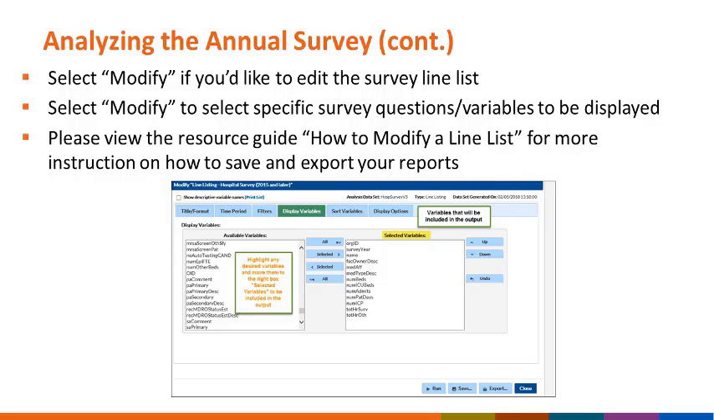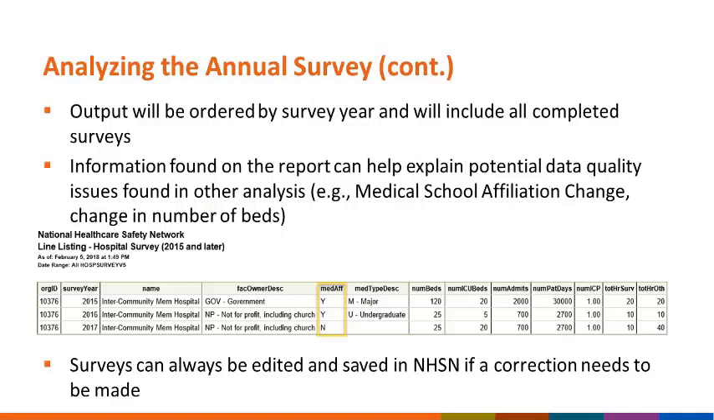For more information on how to use the modification tool in NHSN, we recommend that you review the How to Modify a Line List resource guide. This guide contains more information on how to save and export your reports. A link to this report will be provided at the end of the presentation. After all desired modifications have been made to your report, select Run. The output will be ordered by survey year and will include all completed surveys.